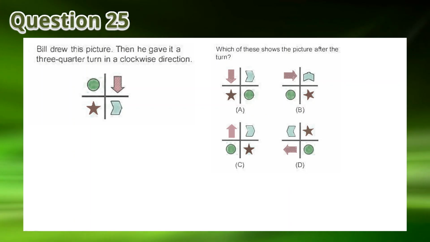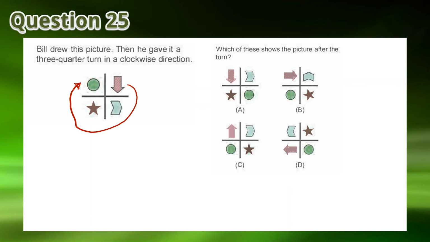By rotating this picture 3/4 turns in a clockwise direction, we are rotating it 270 degrees to the right. Only B matches this description.